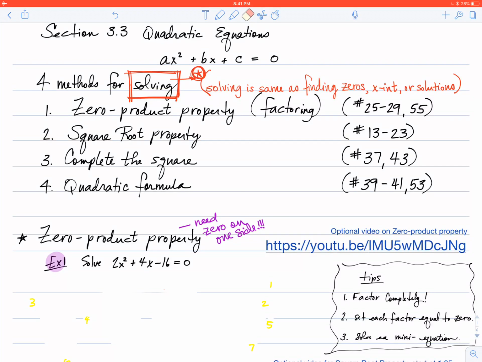Hey folks, so this is section 3.3. We're going to move through some of these examples pretty quickly since all of these came from both Math 101 and Math 102. So this is just a review for you. First of all, solving the quadratic equation by using the zero product property.